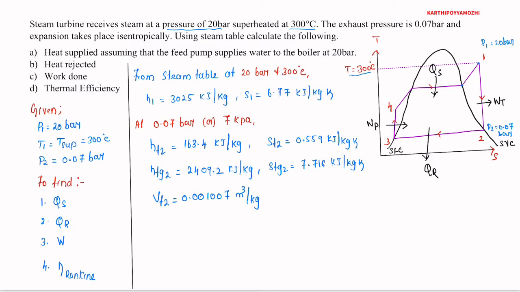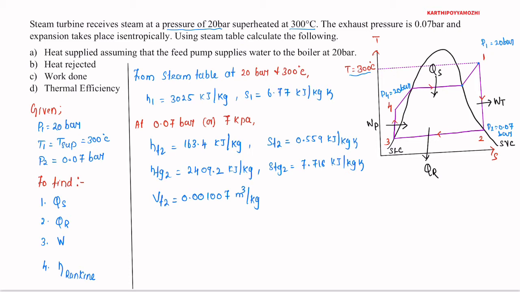Using the steam table, calculate the following. We have to find the heat supplied, assuming that the feed pump supplies water to the boiler at 20 bar. Therefore, the feed pump supplies water to the boiler at 20 bar, which is at state 4, so P4 is equal to 20 bar. And subdivision B is the heat rejected. We have to find the heat rejected, work done, and thermal efficiency with this given data.